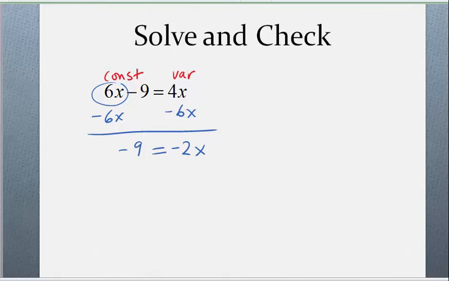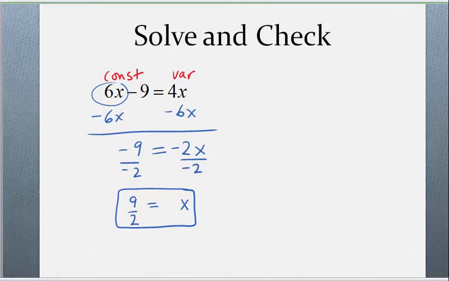And you're trying to get x by itself, just a 1x. So at this point you need to divide by -2. And a negative divided by a negative is a positive. So my solution is 9/2. And you can leave it like that. You don't need to switch it to a mixed number.